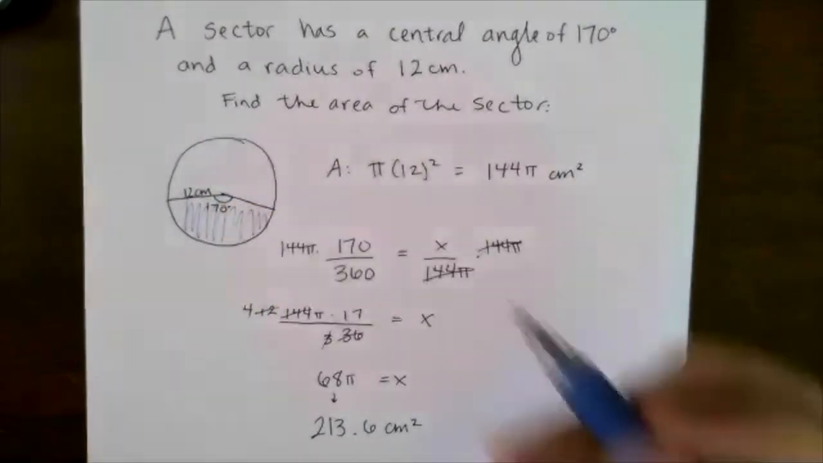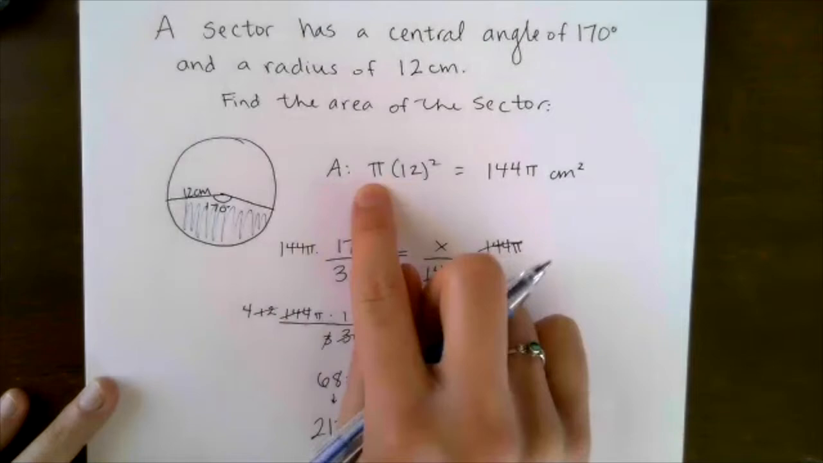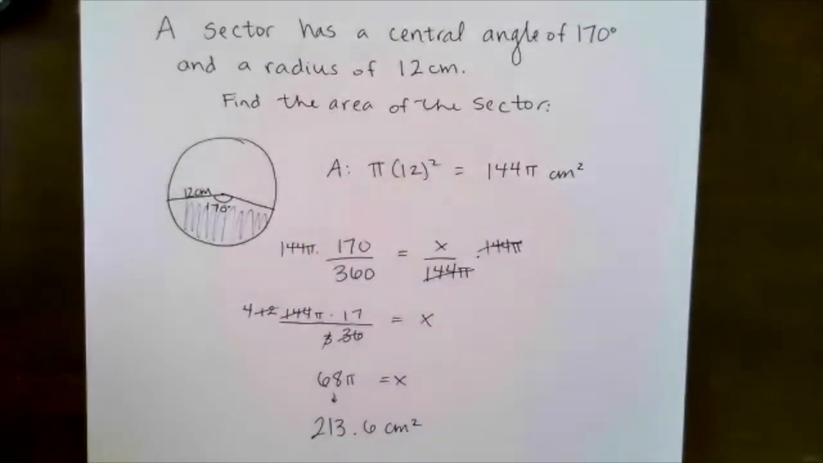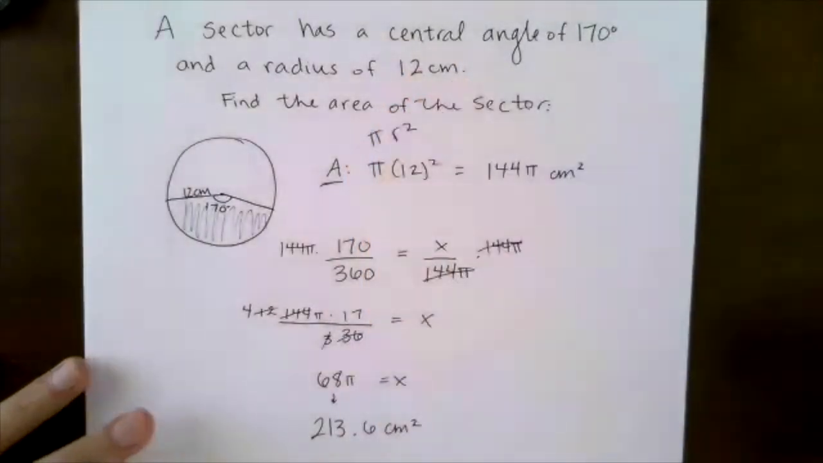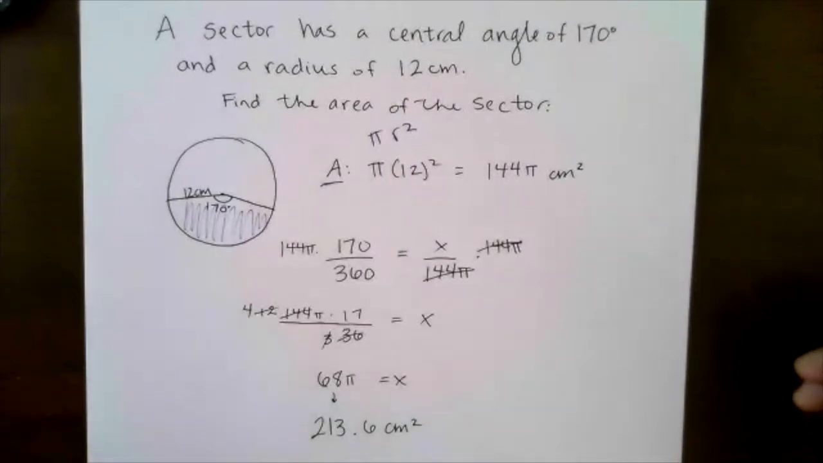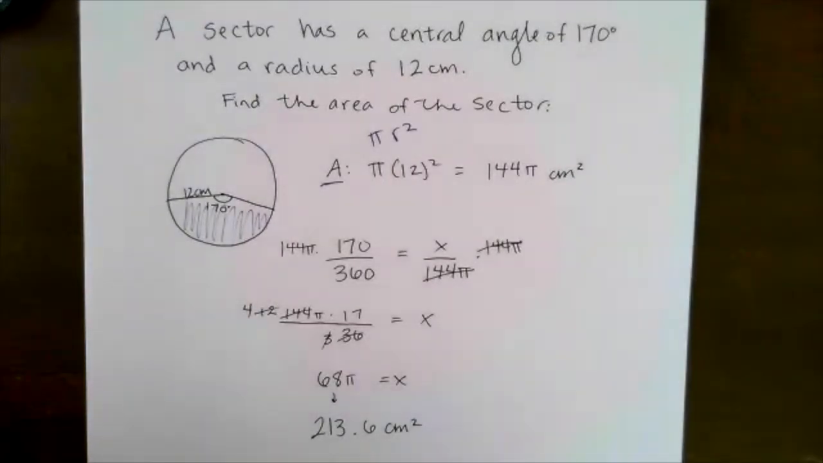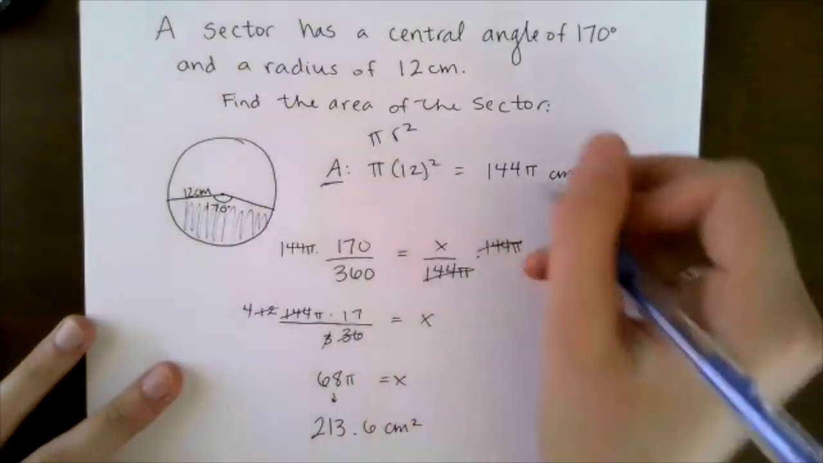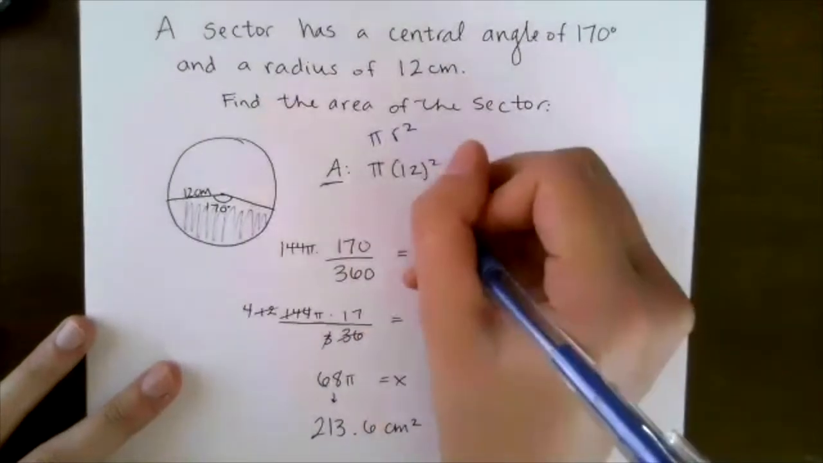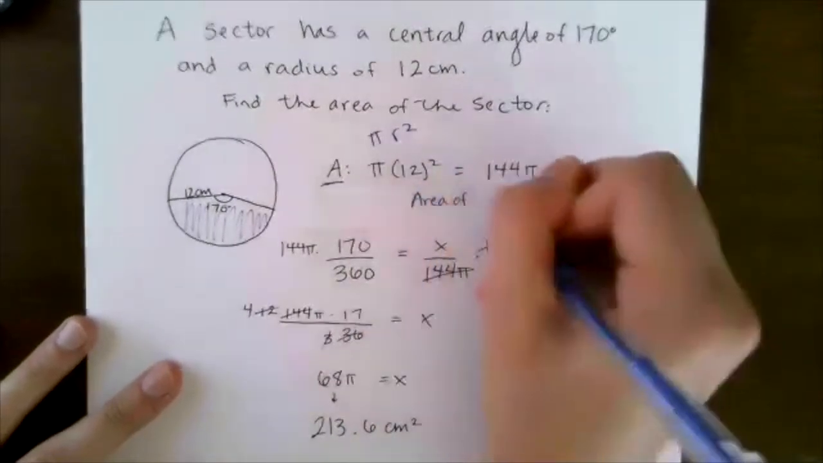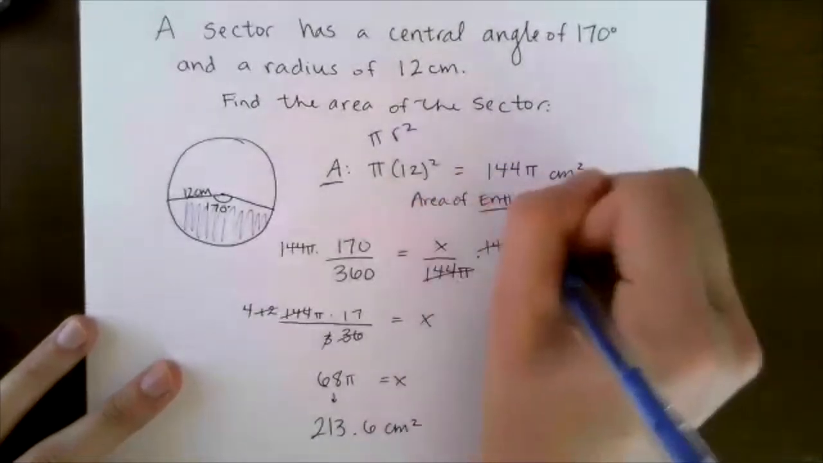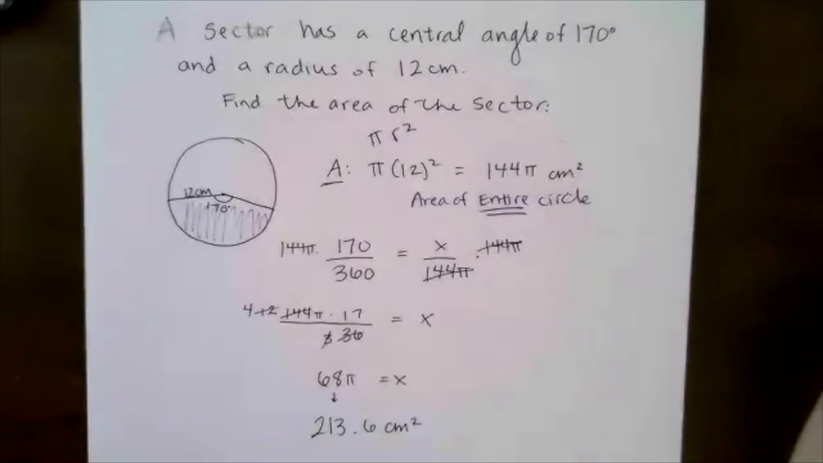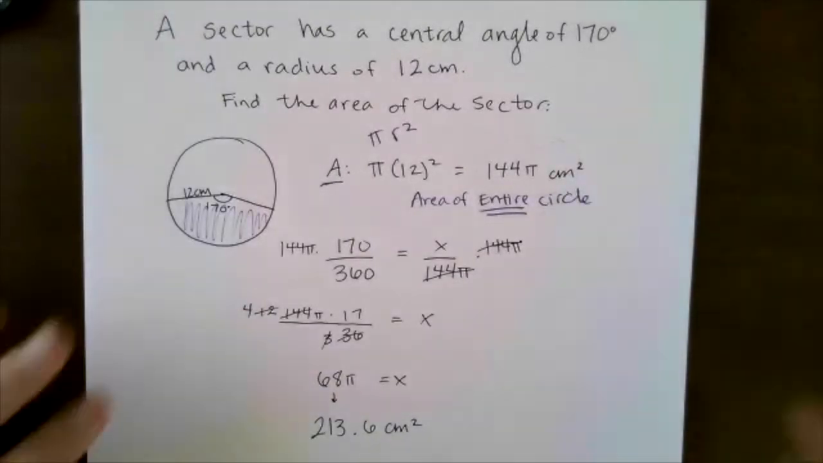And the first thing that I see on this work is there's an A with pi times 12 squared. And I do know that this A does stand for area. However, it's not the area of this sector. This is the same as pi r squared, which is the formula for the area of any circle. And so what's really happening here is this person has found the area of the entire circle. So let's put that here. So the whole circle has an area of 144 pi centimeters squared.